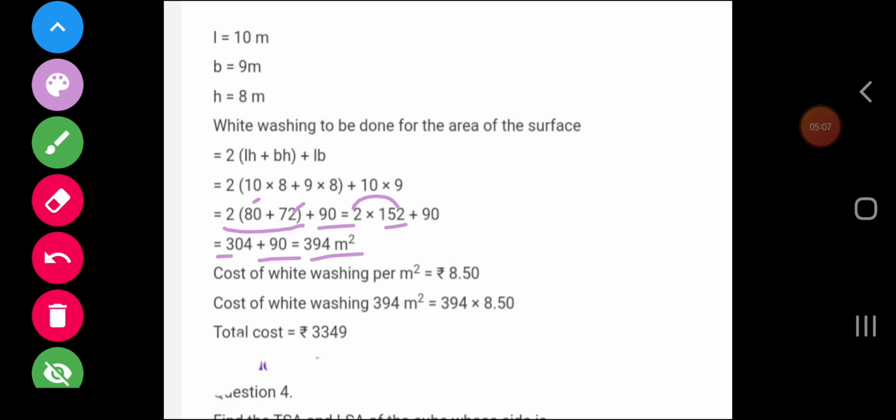This is the total area we need to whitewash. Now we have to find the cost of whitewashing, where the rate per meter square is 8.50.